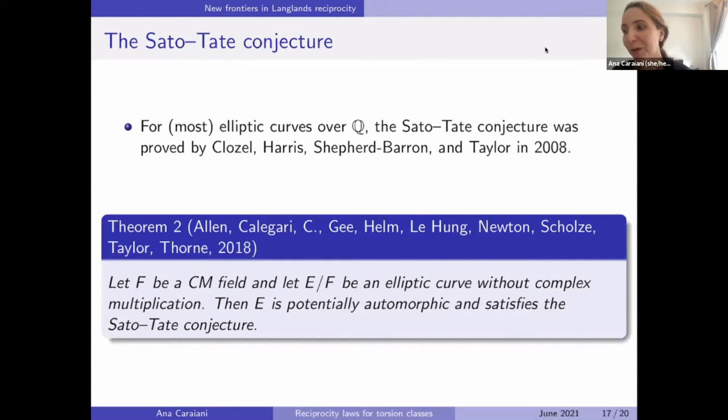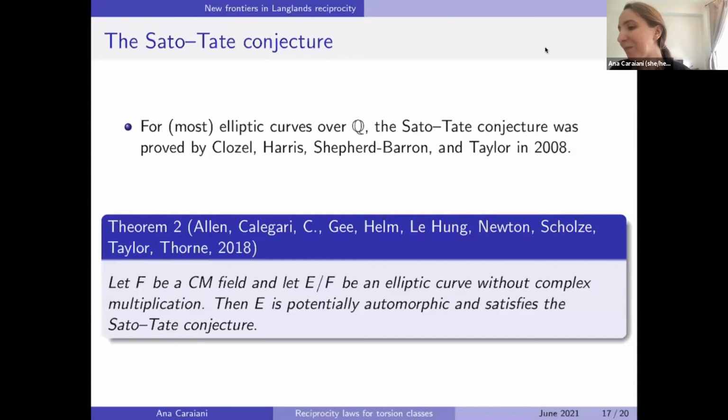So it's joint work with Patrick Allen, Frank Calegari, Toby Gee, David Helm, Bao Le Hung, James Newton, Peter Scholze, Richard Taylor, and Jack Thorne. So you start with a CM field, and you look at an elliptic curve over that CM field that doesn't have complex multiplication. That's the general case. Having complex multiplication is a special condition, and that case is well understood anyway.